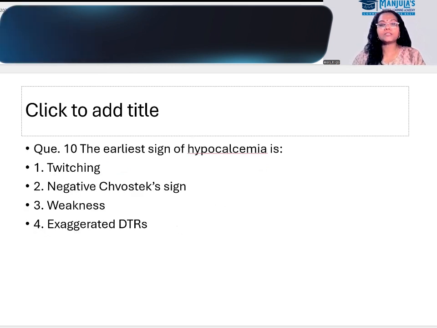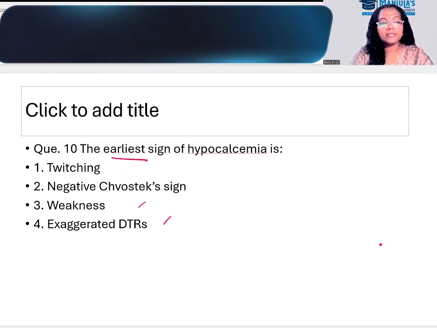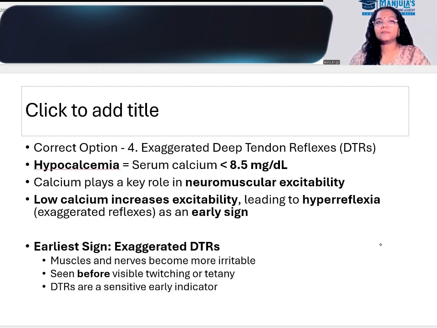Okay. Next question: the earliest sign of hypocalcemia is twitching, negative Chvostek sign, weakness, exaggerated deep tendon reflex. So here also the earliest sign of hypocalcemia has been asked. The answer is exaggerated deep tendon reflex. Now what is hypocalcemia? When the calcium level goes below 8.5 milligrams per deciliter, it is called hypocalcemia. Now you know that calcium plays a very vital role in neuromuscular excitability.